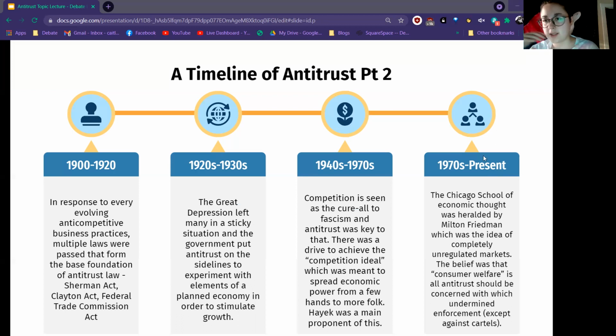And so this became the foundation for the eventual narrowing in scope of how these acts should be applied. And so that brings us to the 1940s to the 1970s period, where competition was seen as the cure-all to the idea of fascism in the world, and antitrust was seen as the key to that. And so there were perceived fascist orders spreading throughout the world. Often they were just communist nations, but that's neither here nor there.